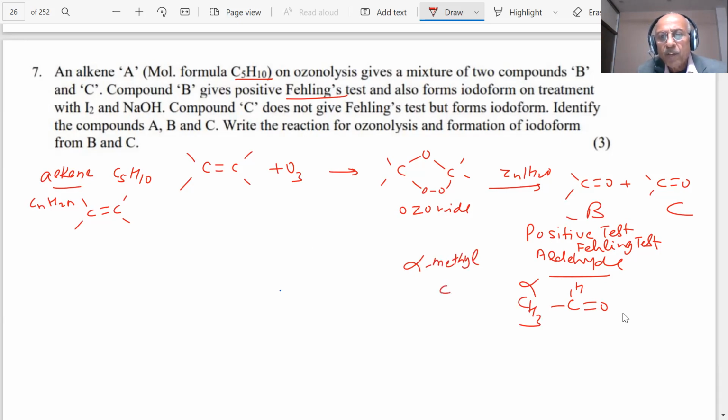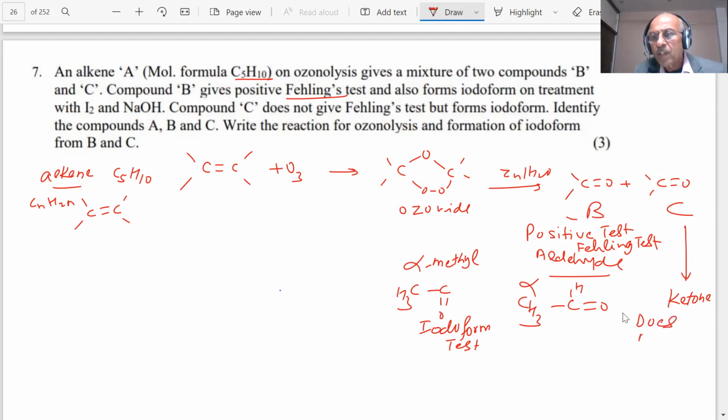Compounds which contain alpha methyl groups give the iodoform test. They form CHI3, which is a yellow precipitate. Compound C does not give the Fehling solution test. Compound C is a ketone because it does not give Fehling solution test.